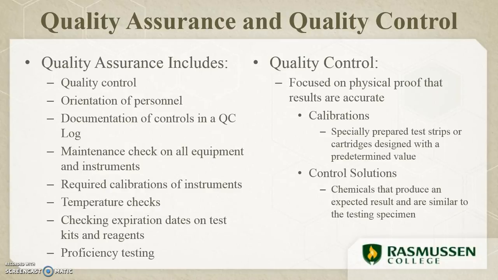And the last thing that your quality assurance will do is it will provide proficiency testing. And what that means is that the companies will send you out a specific test strip or a cassette or a cartridge that will have a predetermined value on it, and you will be responsible for making sure that your machine receives that predetermined value. If it doesn't, you have to have them come out and recheck the machine for maintenance.